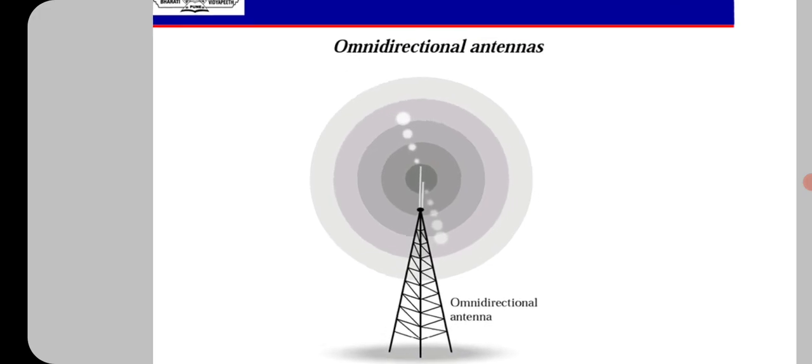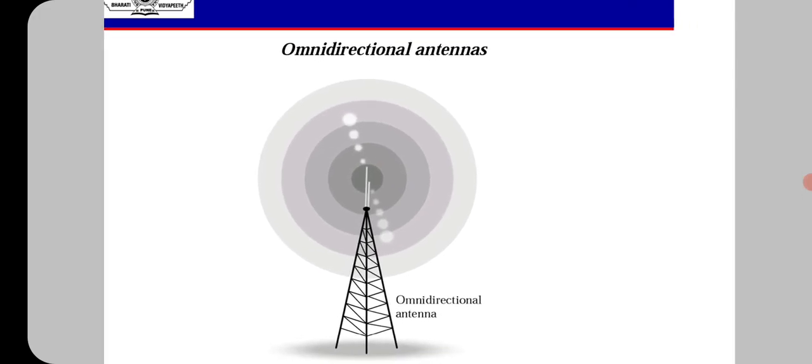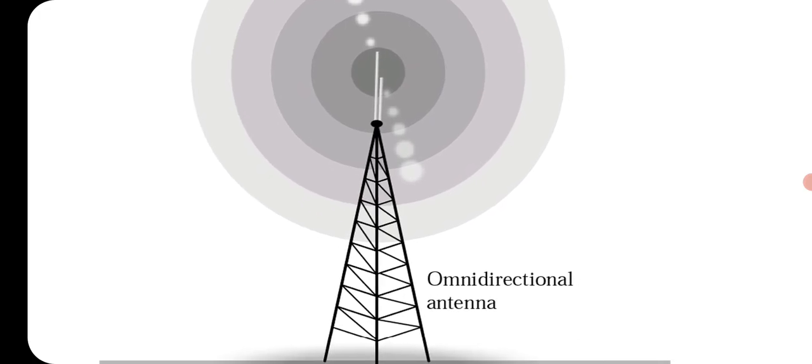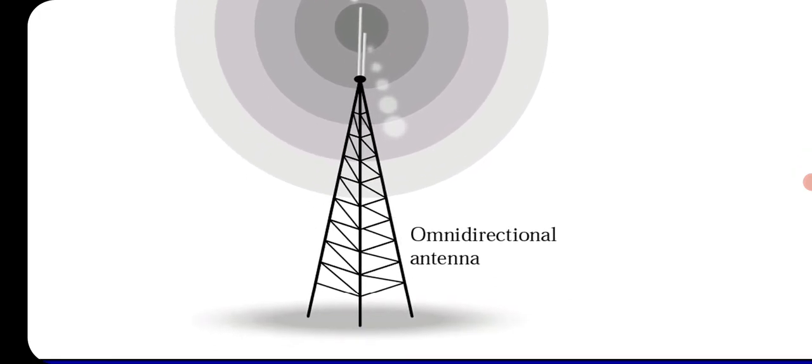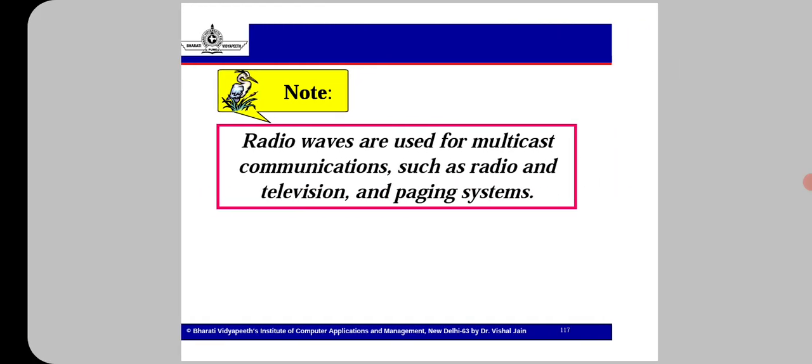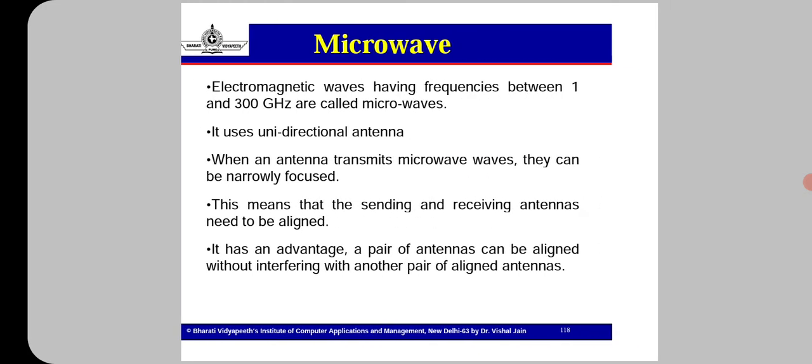This is the diagram of using omnidirectional antennas. Radio waves are used for multicast communications, such as radio and television and paging systems.